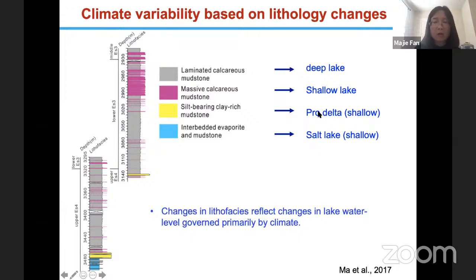The massive mudstone was in the shallow lake. The pro-delta should be shallow. The salt lake should be the shallowest among all. So this alternation between the two lithofacies suggests to us that the lake level had frequent variations during the Middle Eocene time. This was most likely governed by precipitation amount.